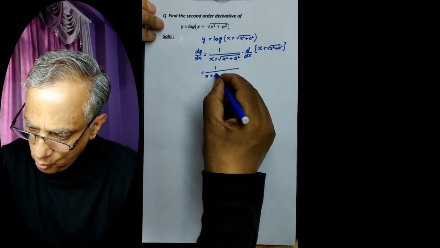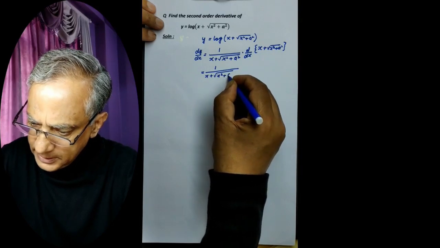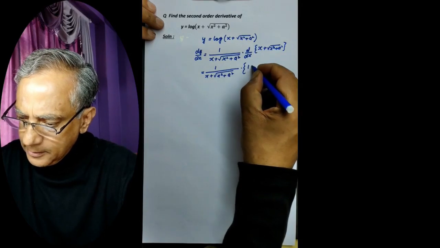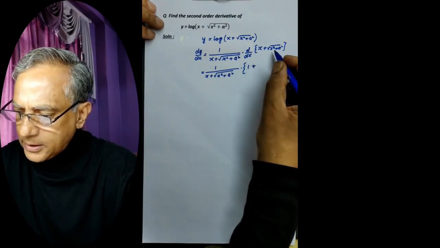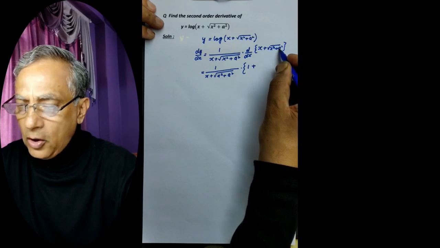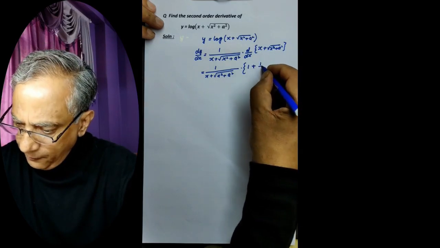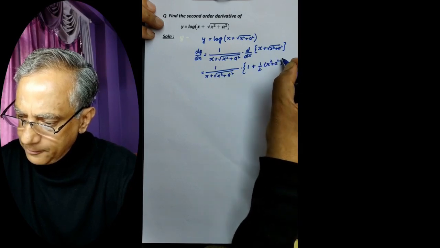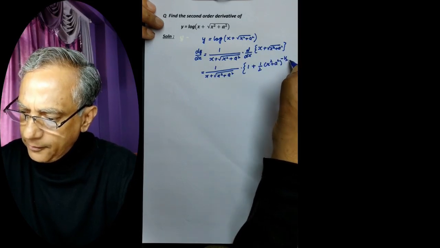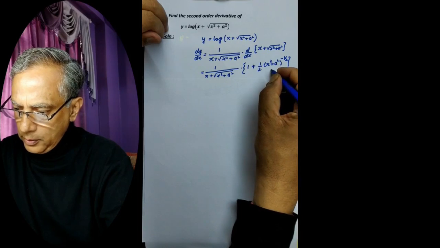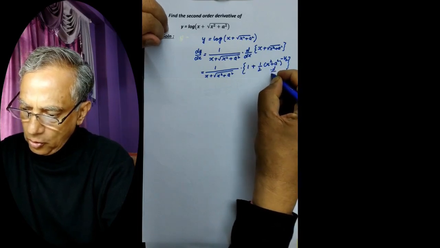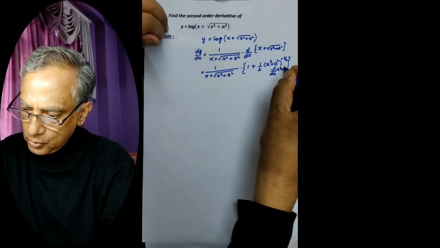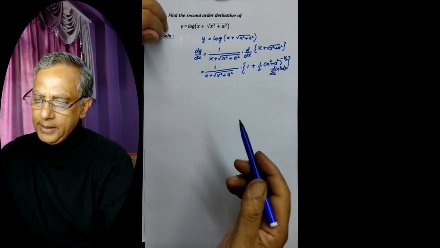So this is equal to 1 upon x plus under root x square plus a square, into d by dx of x, which is 1, plus, now d by dx of x square plus a square to the power of half. So this will be half, x square plus a square to the power of half minus 1 is minus half, into d by dx of the inner function, that is x square plus a square, into d by dx of the inner function.